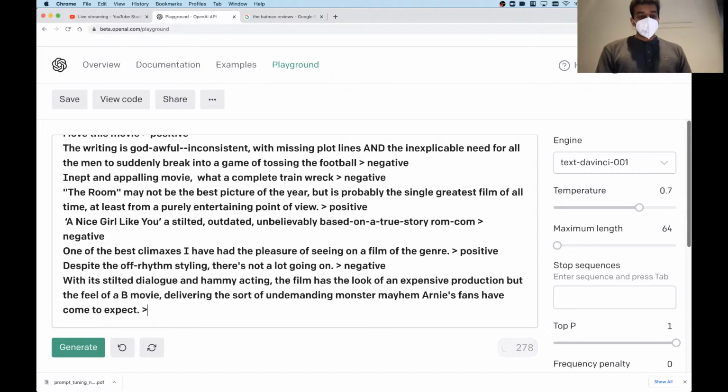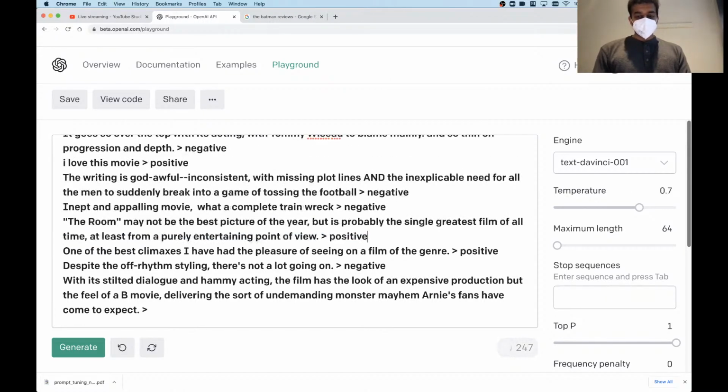One thing I was trying to figure out is what happens if I remove this example from the prompt: "a nice girl like you, a stilted, outdated, unbelievably based on a true story rom-com." So this negative sentence, note that it contains the word stilted. And then I tried to predict this sentence. It was actually positive. So this is the first thing I tried. And I was wondering, why does it think that this is positive? One hypothesis I had was maybe it doesn't know what stilted means. I mean, it's kind of hard to tell what this huge language model knows.